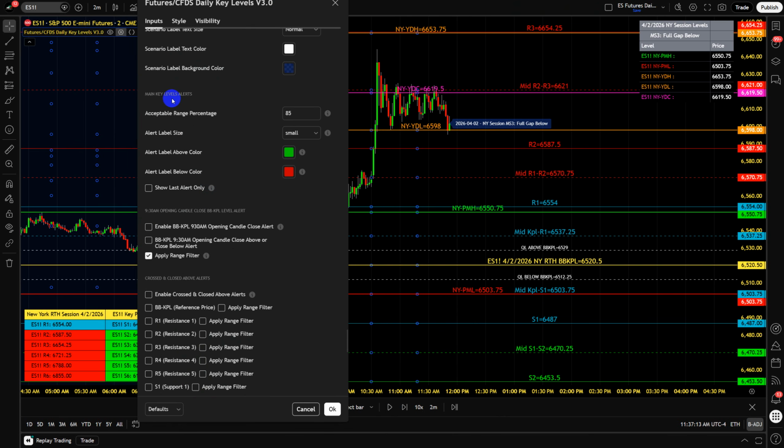Here we have the main key levels alerts section. So the first you'll see here is the acceptable range percentage, and we have the tooltip that we're highlighting here. This is a percentage of one standard key level, the distance from BBKPL to R1 or BBKPL to S1. One standard key level is also the distance between R1 to R2 or S1 to S2. So S1 to S2 and R1 to R2 is the same distance as BBKPL to R1 or BBKPL to S1.